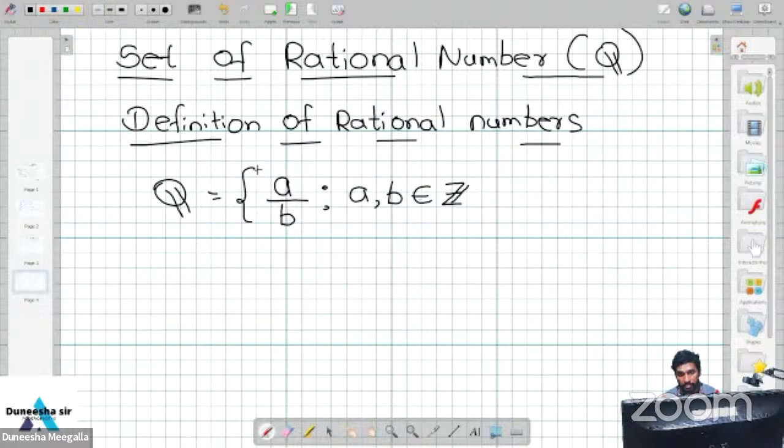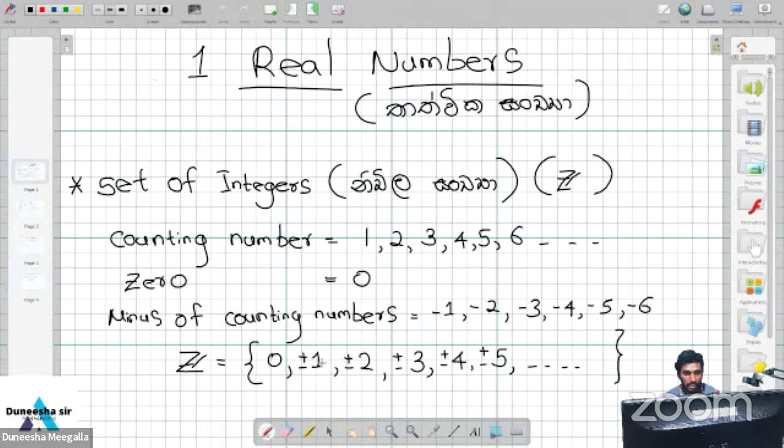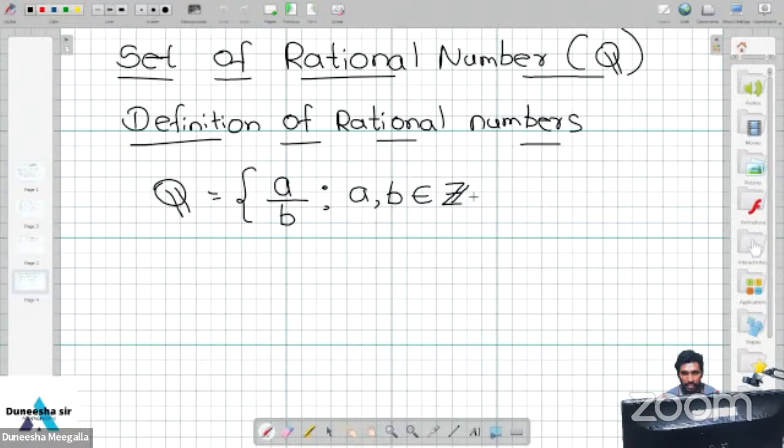Okay, the zero, then the numbers. What are the positive and negative integers? Okay. Then also B should not be 0. Right? B should not be 0. Write down this definition. After you write the definition, raise hand.